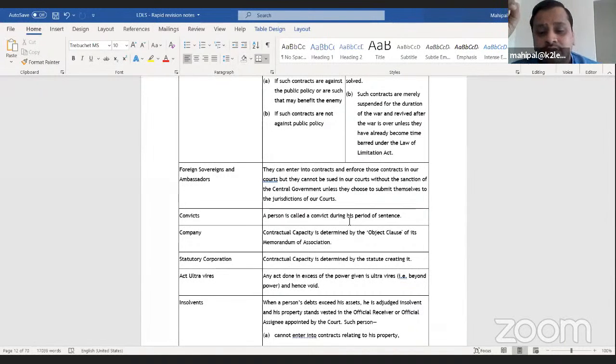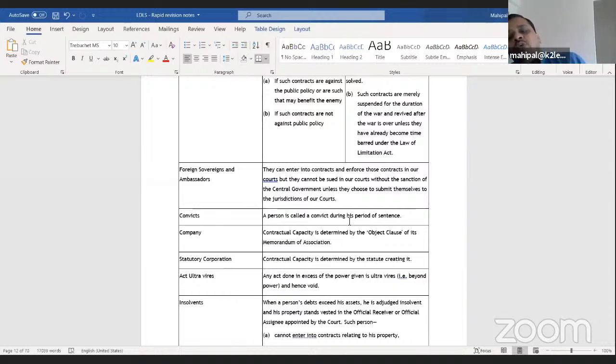Foreign sovereigns can enter into the contract and enforce them in the court, but they cannot be sued by our court without the sanction of the central government. So they have a special privilege. Law has said to them, touch me not prani. So please understand, foreign sovereigns have a special privilege. Only they can enter into contract with presidents and prime ministers of India. General public, if they enter, they cannot sue them.